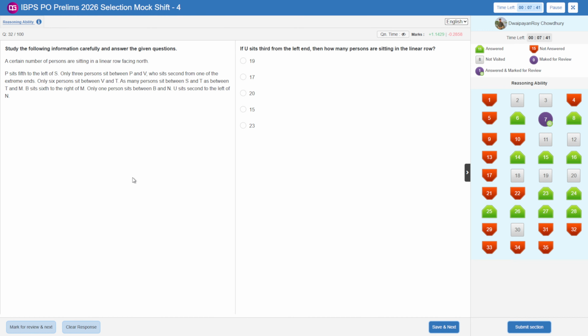As many percent between S and T as between T and M. Okay, V is second from the extreme end. Only 2% sit between V and T: 1, 2, T. As many percent between S and T: 1, 2, 3, 4, 5. It's between S, T, and M.